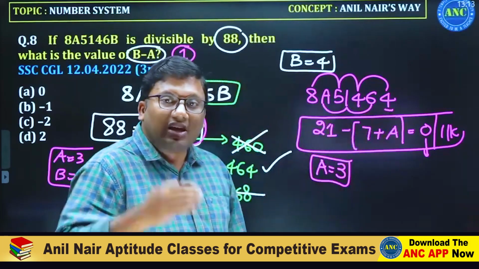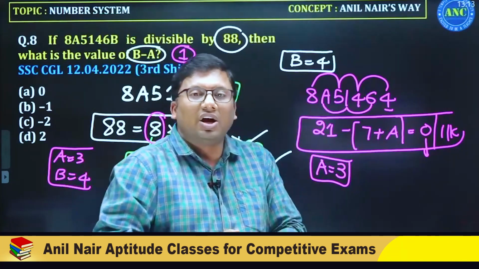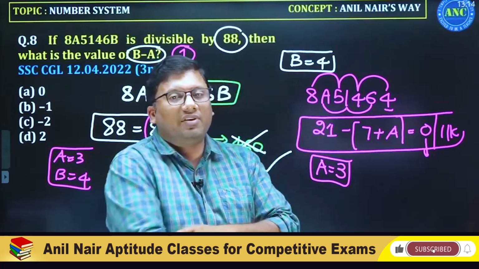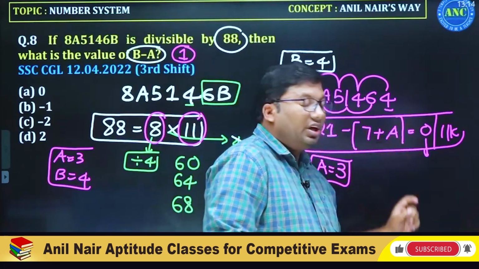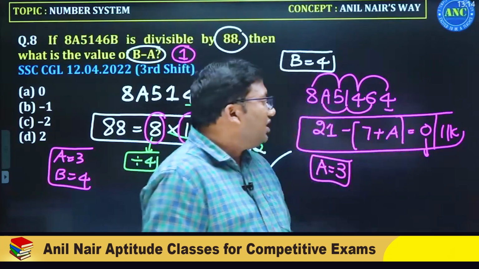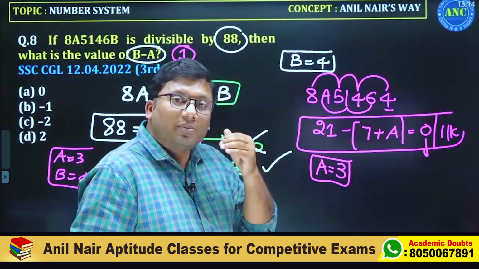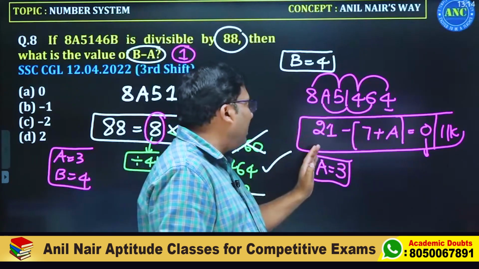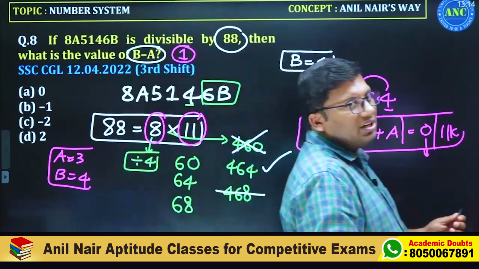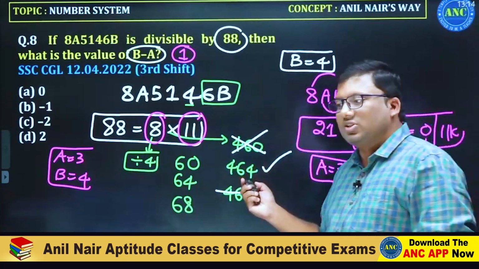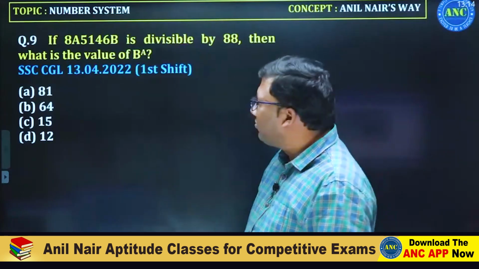For the A value, I used the divisibility rule of 11: the sum of the odd places minus the sum of the even places should be divisible by 11. A cannot be 14 because A is a single digit, so A needs to be 3, since 21 minus 10 is 11. B is 4 and A is 3, so B minus A is 4 minus 3, which is 1. I hope the concept is very clear to you.